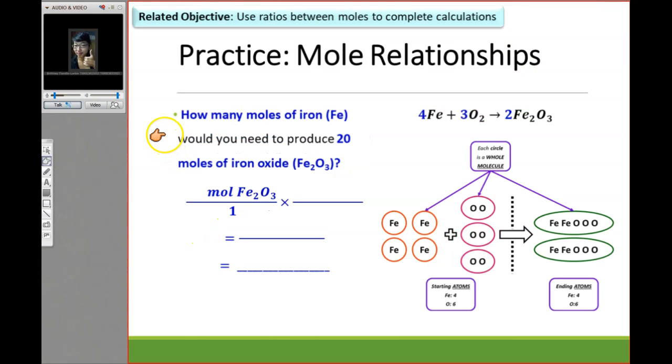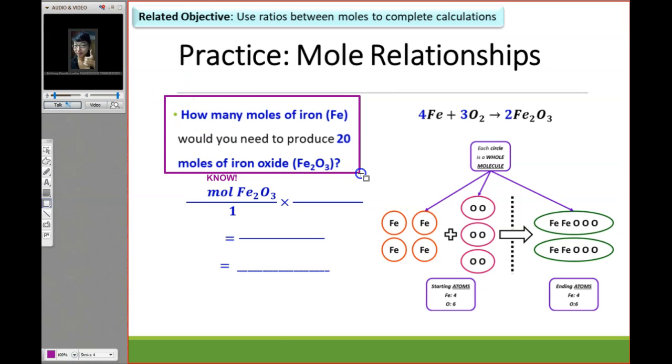Let's go ahead and take a look at an example here. Based on our iron oxide equation that we balanced, how many moles of iron would we need to produce 20 moles of iron oxide? Remember, in the first box, we always start out with what we know. Tell me in the chat box, what number do I already know here? Taking a look at my question, what number do you see in this problem? Awesome, I see Ryan. I see Amy typing.